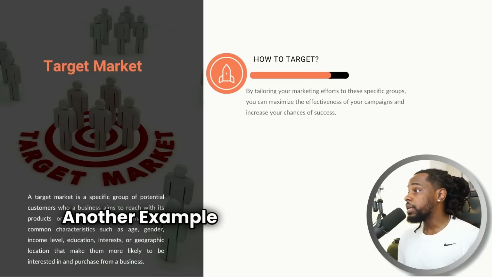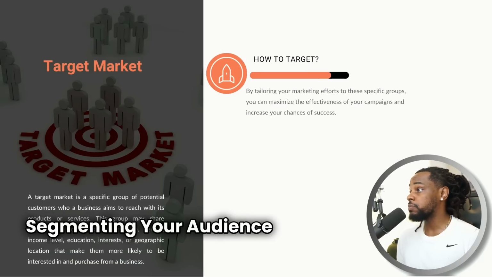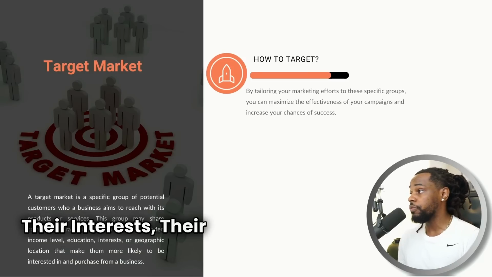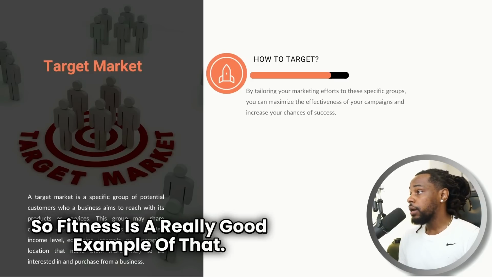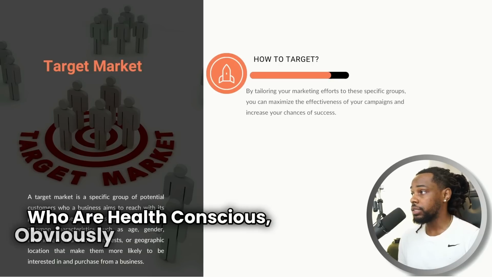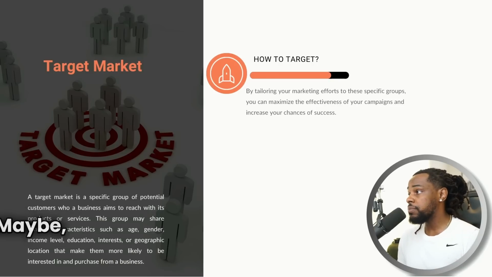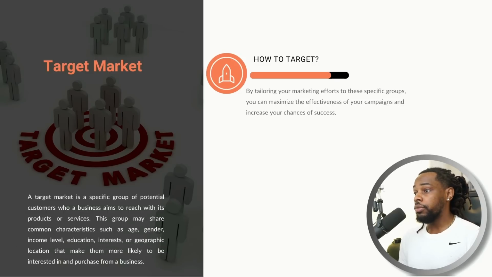Another example is psychographic targeting, which involves segmenting your audience based on their attitudes, their interests, their values, their lifestyle. Fitness is a really good example of that. A fitness apparel brand might target individuals who are health conscious, obviously, environmentally friendly maybe, or interested in outdoor activities. It has to make sense, right?